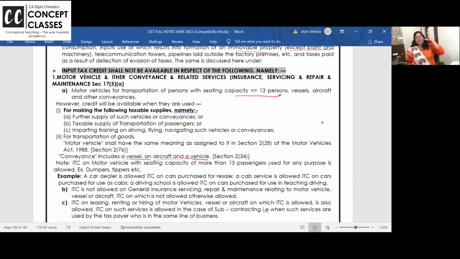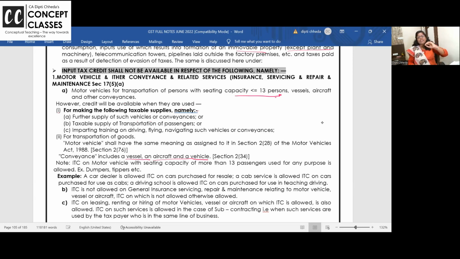You are having a Hyundai showroom and you are buying a 5-seater Creta and you are supplying. So whatever is your purchases of motor vehicle, even if it is a 5-seater or 2-seater and you are selling, you are doing the same line of the business, allowed. Yes, but if I buy a motor car for to and fro for my director, if I buy one Creta 5-seater to and fro my director, not allowed.